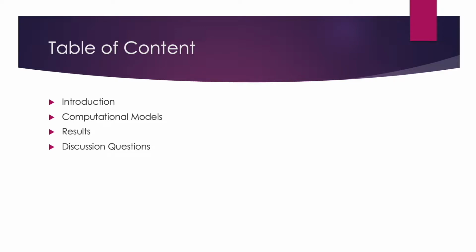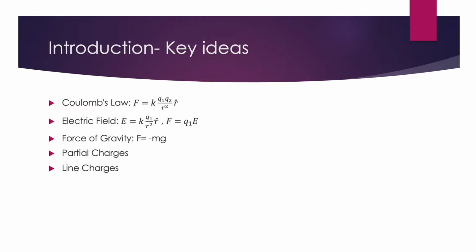In this lab, we're going to have an introduction of what we will learn and the key concepts and setup. Next will be the computational models through GlowScript, the results, and then discussion questions after that. In this lab, we are utilizing Coulomb's law, electric field, and force of gravity, the same things we analyzed in Lab 1. But in this lab, we are expanding on these concepts and analyzing the idea of partial charges and line charges across a strip.